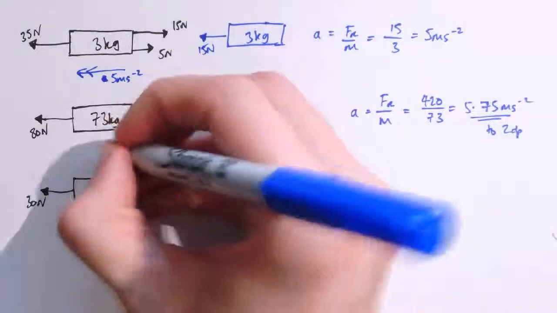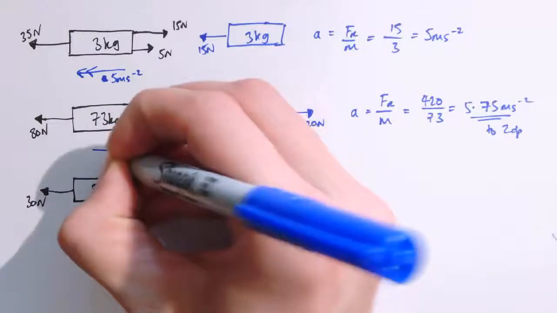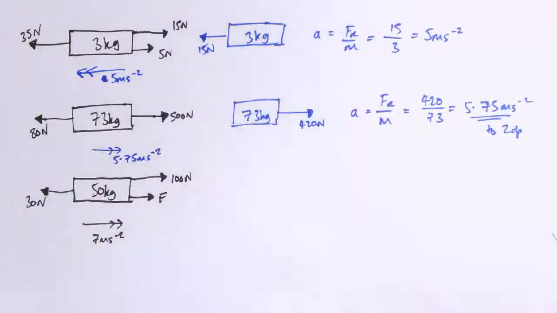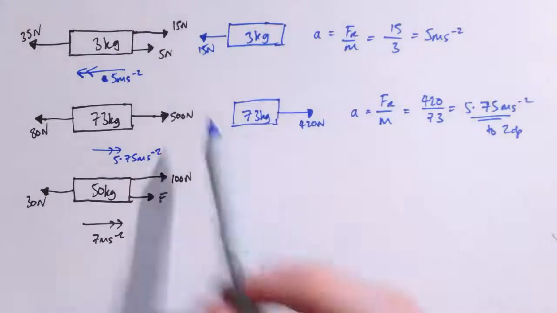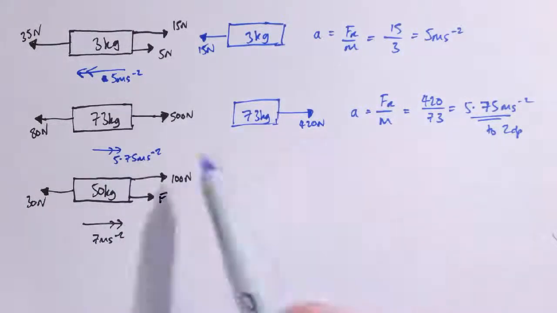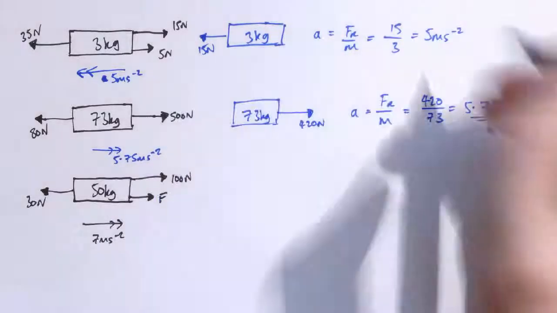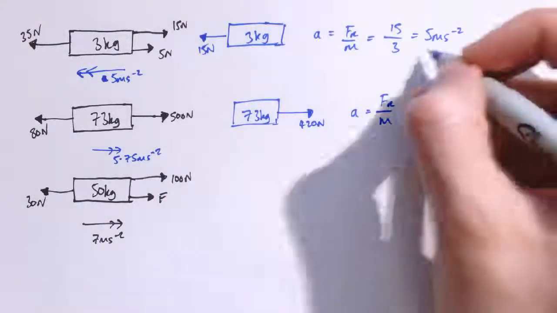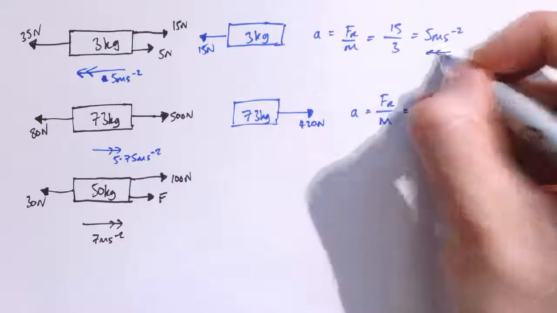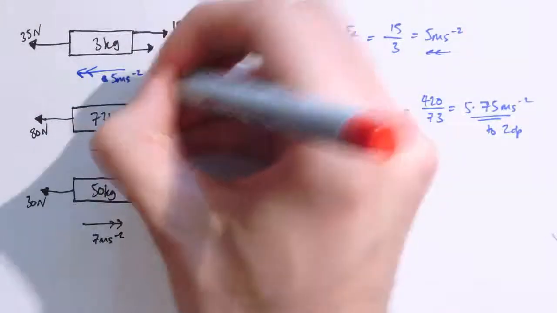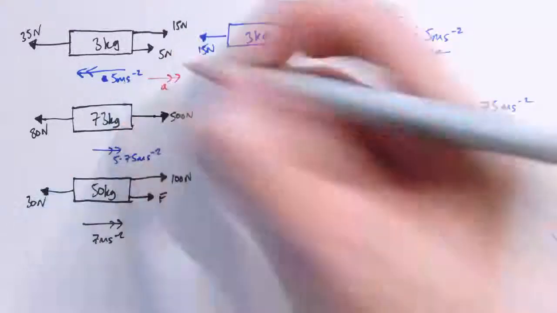And just notice the difference between these two answers as well. This one is actually 5.75 meters per second squared to the right, and this one is going to the left. So there can be ambiguity if you don't make it really clear which direction it's going. Now here it's fine, I've just labelled it on the diagram showing what direction it is, but if you don't do that you do need to say something like left or right, or here I'd maybe say it's going in that direction.